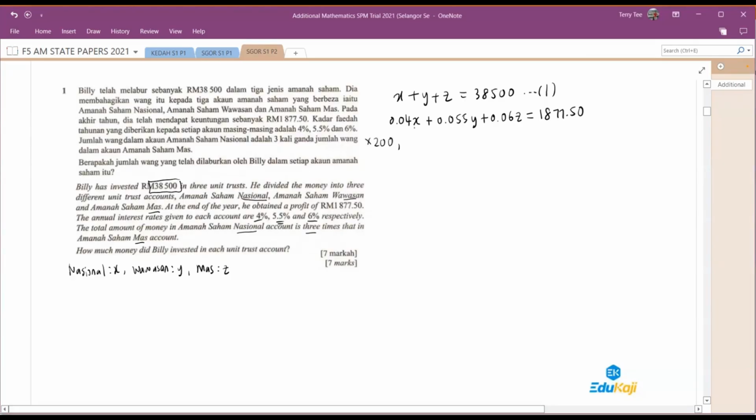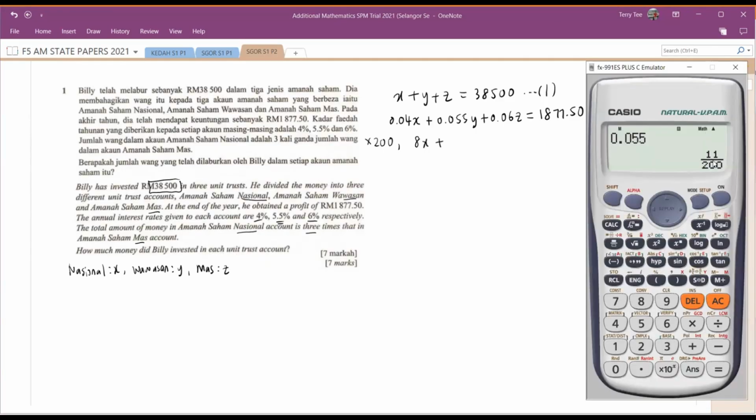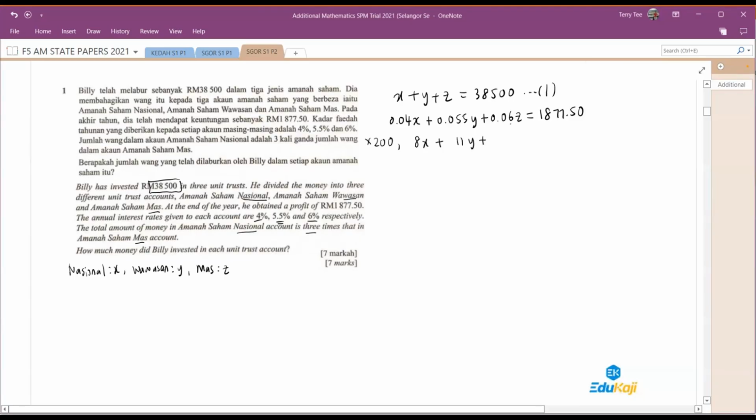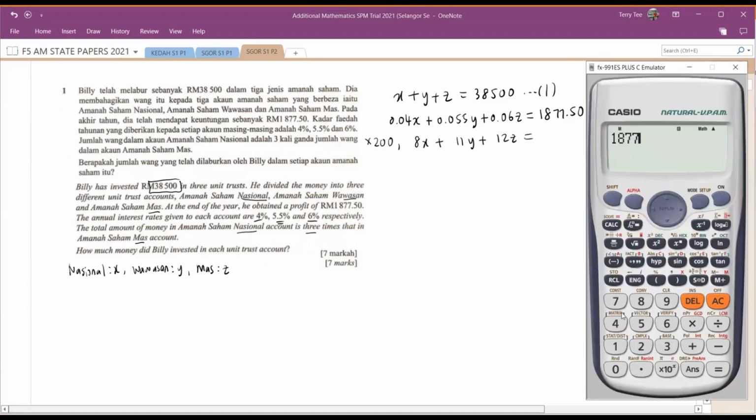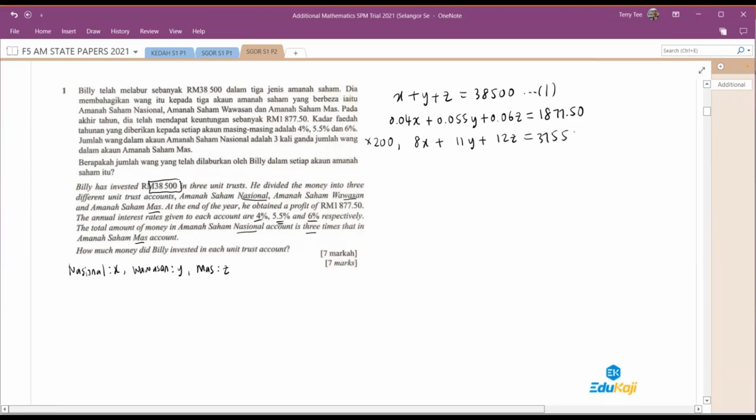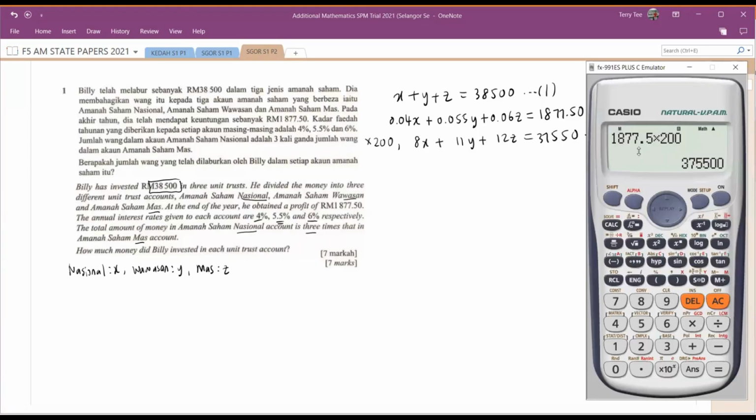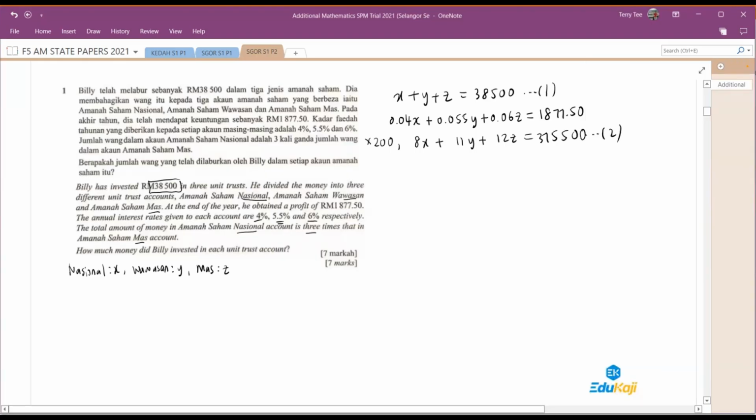When you multiply by 100 this would be 4, but multiply by 200 you get 8. 11 over 200 multiplied by 200 you get 11. And 6 multiplied by 200 gives 12. This number is a bit big: 1877.5 multiplied by 200, I should get 375,500. Oh, there's one more zero actually, 375,500, sorry. Let's call this equation number 2.